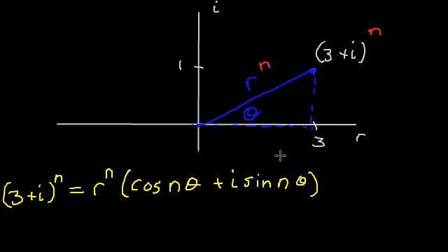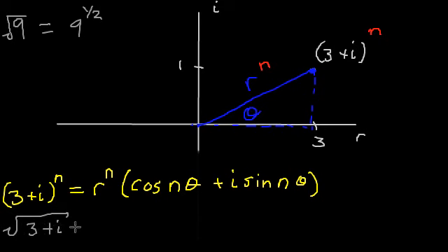So in our case, what we're looking for is the square root of 3 plus i. Hopefully we remember that the square root of a number, let's say I'm just going to make up 9, the square root of 9 equals 9 to the 1/2. Those are two ways of saying the exact same thing. So the square root of 3 plus i equals 3 plus i to the 1/2.